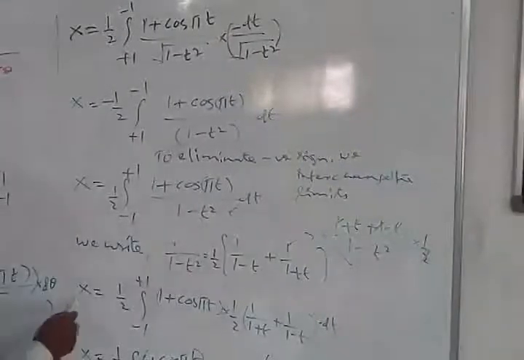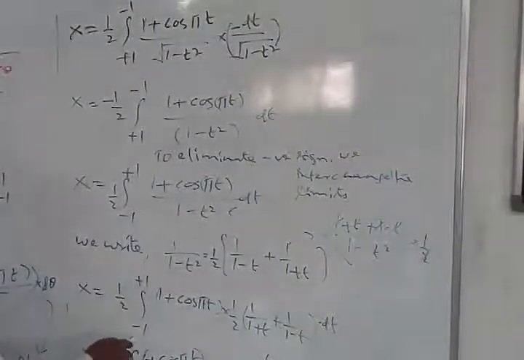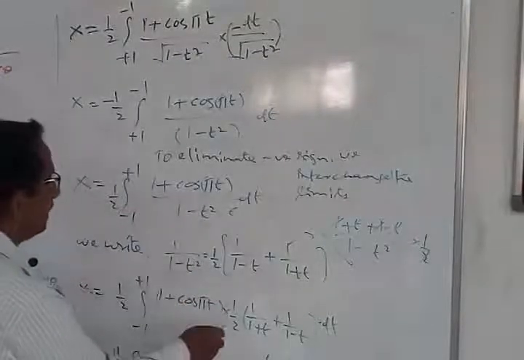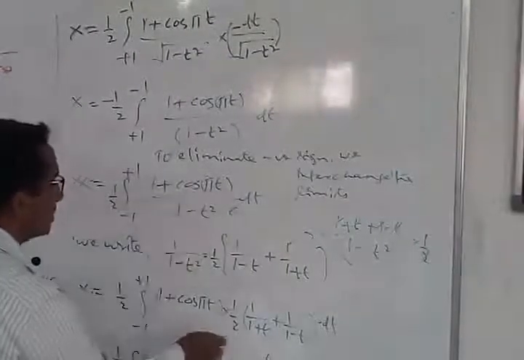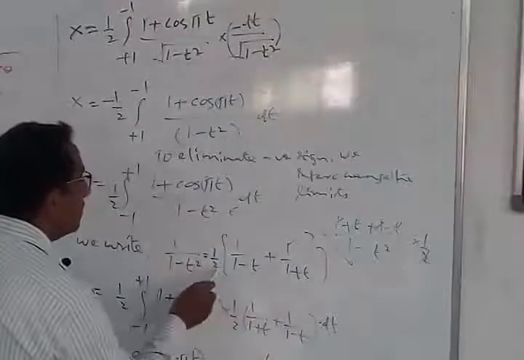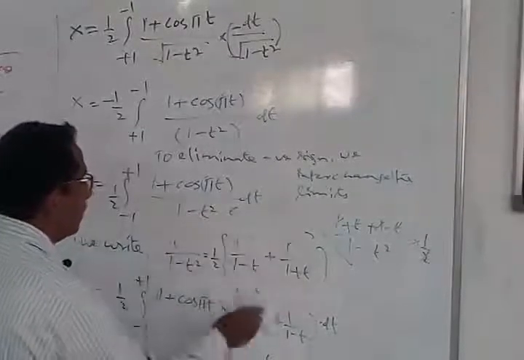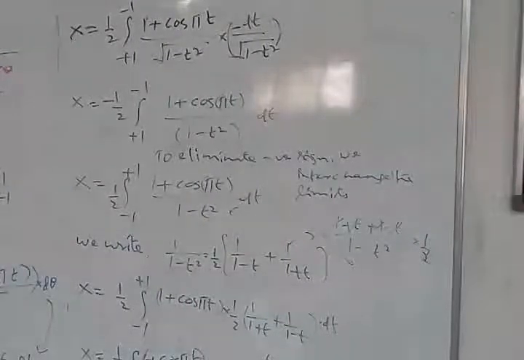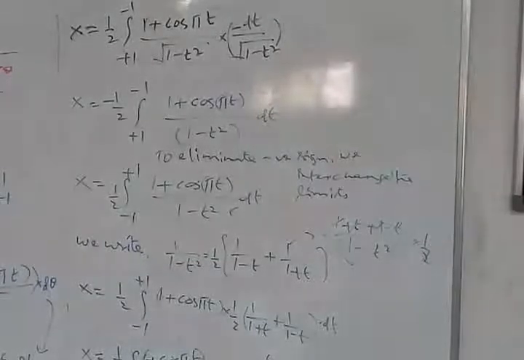What I can write here, x is equal to 1 by 2 under root of, integration minus 1 to plus 1, 1 plus cos pi t. Now for this 1 by 1 minus t square, I am simply representing this now as 1 by 2 into 1 by 1 plus t plus 1 by 1 minus t into dt. So this is the approximation that we will be doing now.